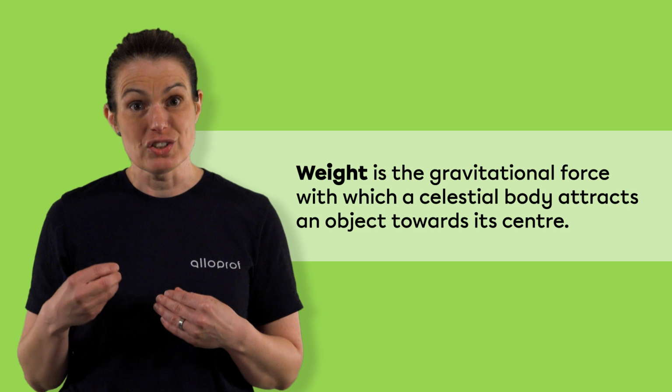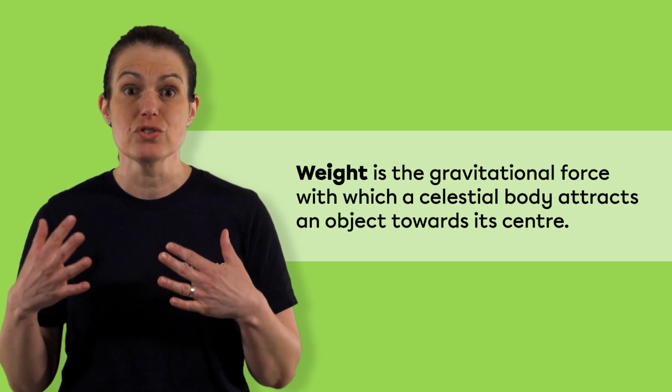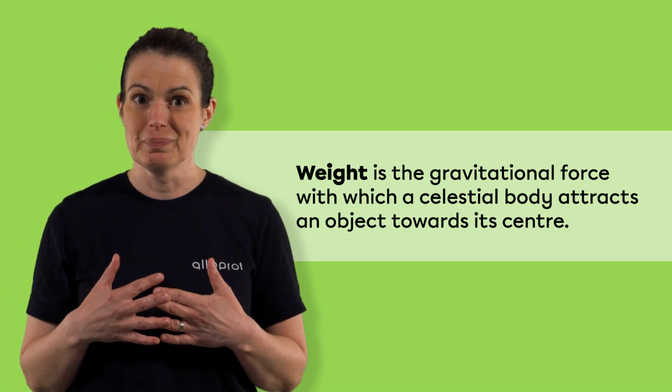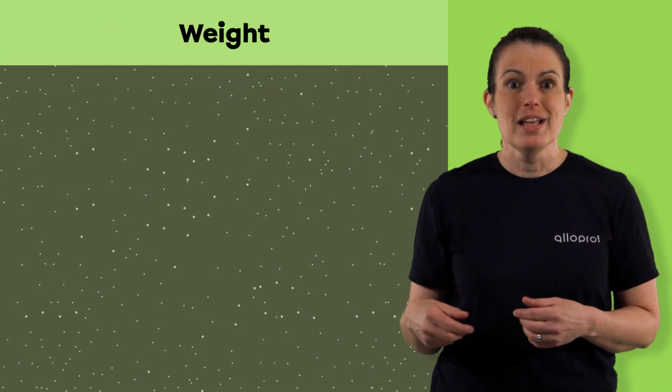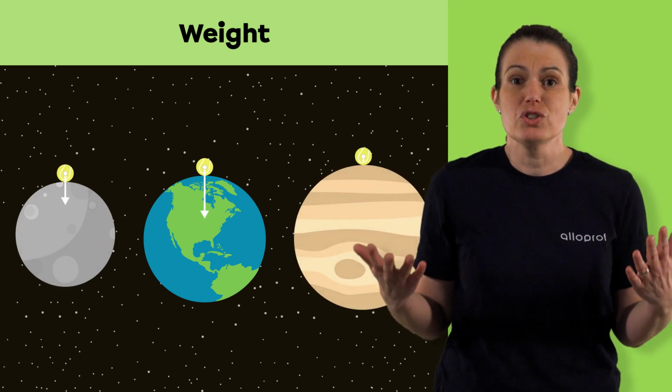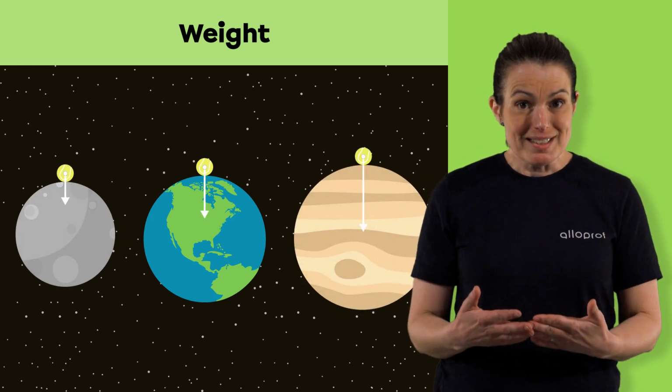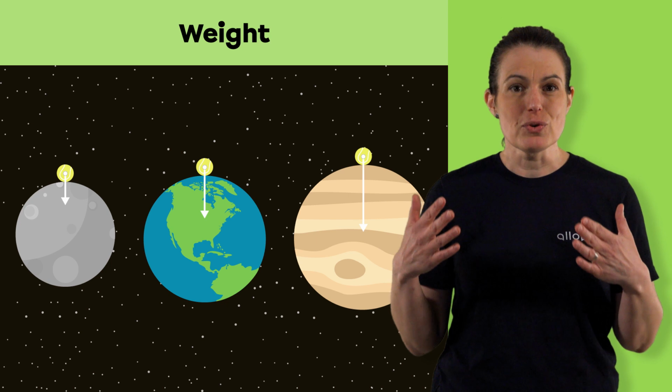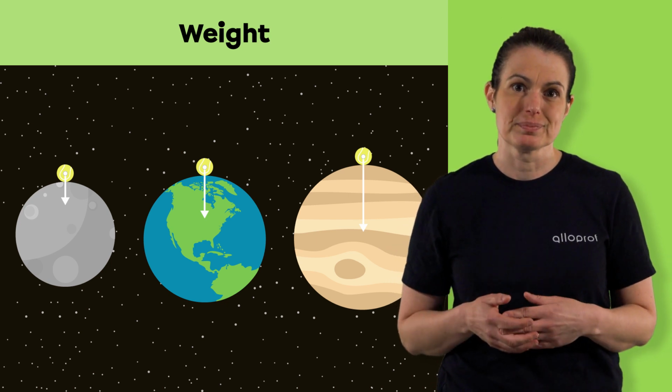Weight is the gravitational force with which a celestial body attracts an object towards its center. This force varies from one celestial body to another. The object's weight is different on Earth, on the Moon, or even on Jupiter. The more massive the celestial body, the greater the force applied to the object.